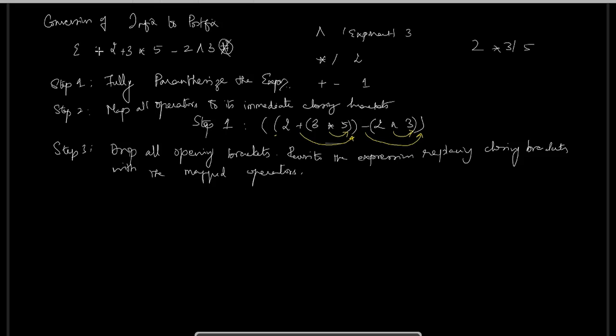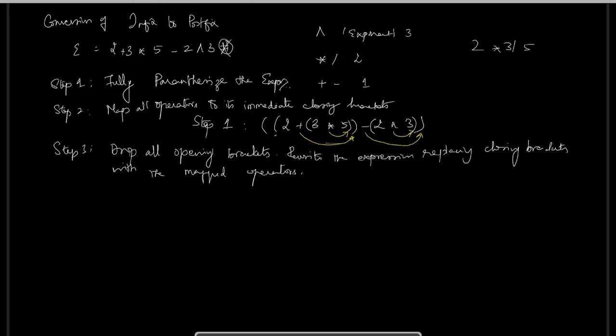See here, the first step is to just scan the expression and fully parenthesize it. Fully parenthesizing the expression is nothing but scanning and finding out the precedence or the priority of the operators and putting brackets over there, right? Forming sub expressions. So fully parenthesizing is like having this opening and closing bracket which encloses the entire expression, right? So that is what we call fully parenthesizing. Once it is done, the next step is to map all the operators with their immediate closing brackets. So that is what has been done in step 2 here.